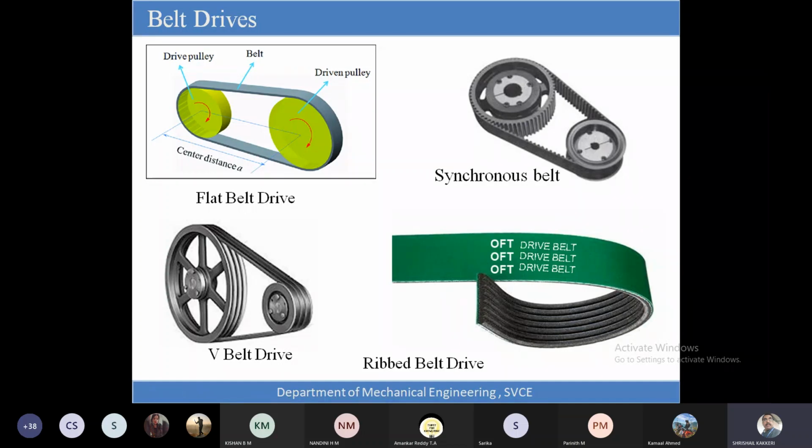Whenever more torque is to be transmitted, and the capacity has to be very high, just like in presses and all, we are going to use V belts, up to 4 or 5. No one will be using 1 or 2. A minimum of 3, maximum whatever it is. Okay, this is the arrangement of the V belt drive.